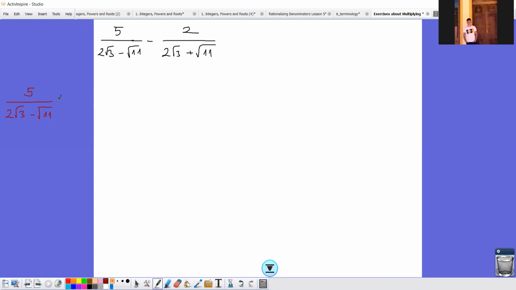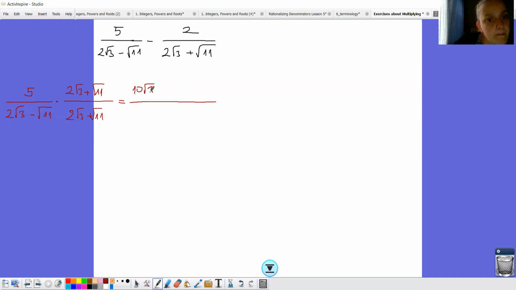And teacher, now we multiply this with 2 root of 3 plus root of 11. Both, yes. And 2 root of 3 plus root of 11. Okay. And now, teacher, 5 times 2 root of 3 is 10 root of 3. And 5 times root of 11 is 5 root of 11.